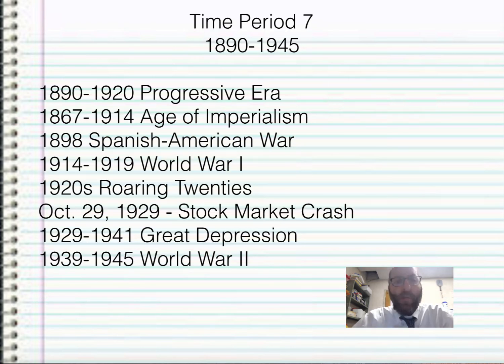All right. World War I is 1914 to 1919, following this age of imperialism. And then we will enter a more conservative economic time, the Roaring Twenties, which ends on October 29th, 1929, which is the stock market crash. That leads to the Great Depression of 1929 to 1941. And some people think that it is World War II that got us out of the Depression. I put 1939 because that is the date that Germany invaded Poland. But we do not get involved until the December 7th, 1941 attack on Pearl Harbor.